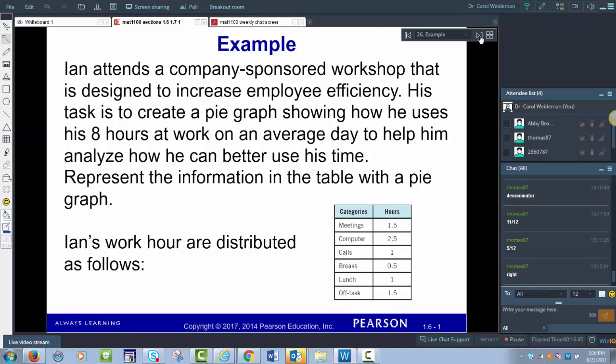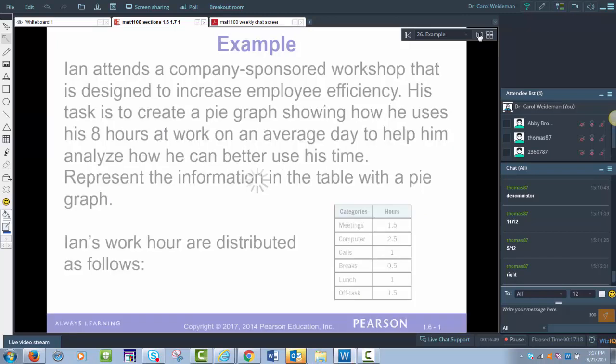Ian attends a company-sponsored workshop that's designed to increase employee efficiency. His task is to create a pie chart showing how he uses his 8 hours at work on an average day so that he can better use his time. So here's how his day is distributed. 1.5 hours every day at meetings, 2.5 hours on the computer, 1 hour for calls, a half an hour for breaks, 1 hour for lunch, and then 1.5 hours for off tasks. So the total here is 8 hours.